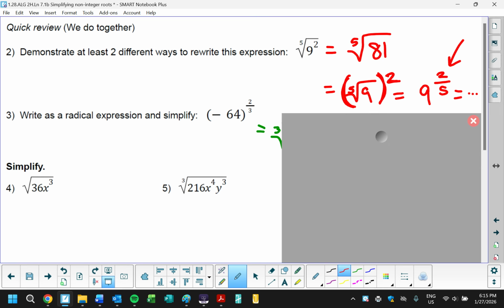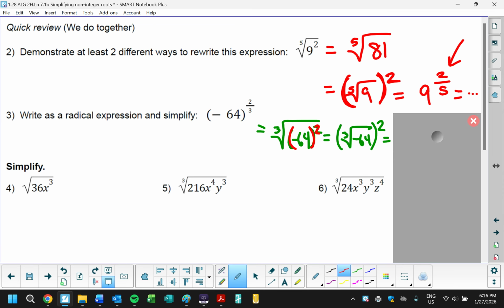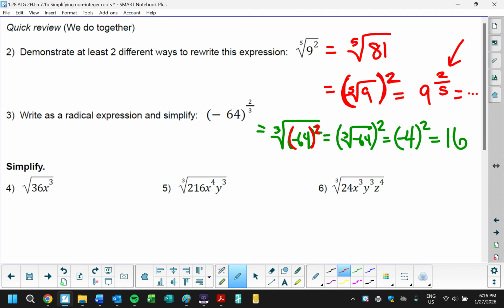Number 3, you could write the square power first of -64, followed by the cube root, but many of us might have noticed that the cube root of 64 is quite nice. So maybe you just change the order around and write -4 squared, which is 16. It does say write as a radical expression, which either of these would satisfy, and then simplify. That's where the 16 comes into play.